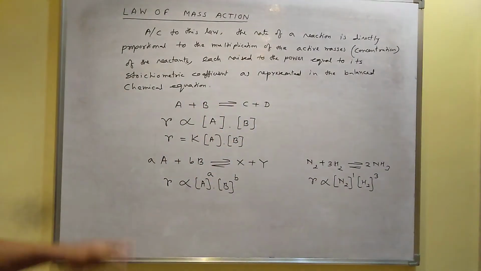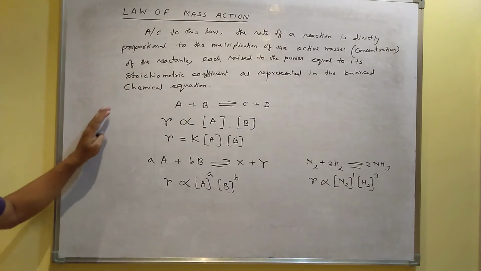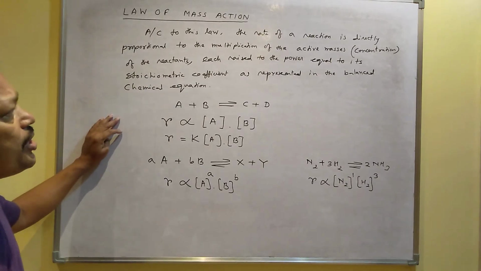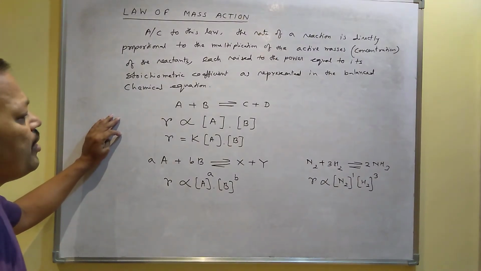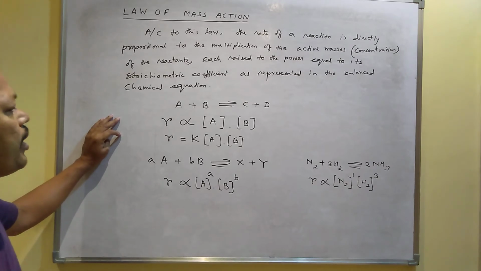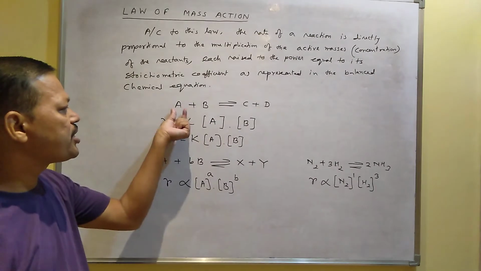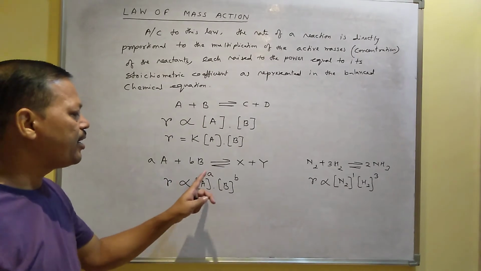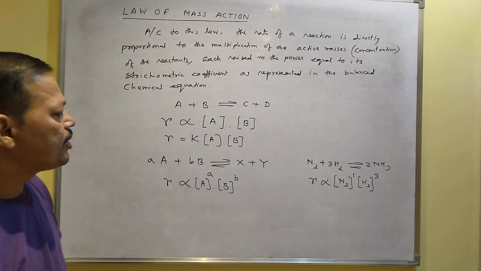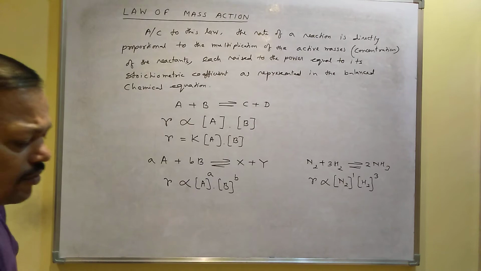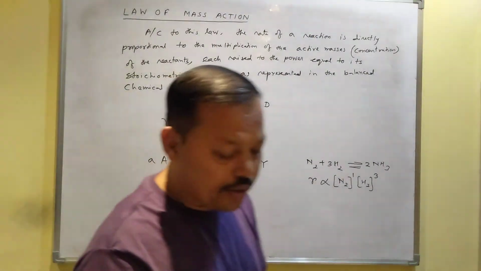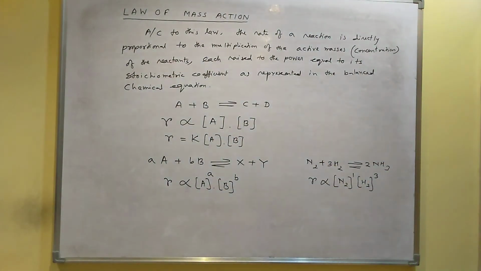So this is called the law of mass action. According to this law, the rate of a chemical reaction is directly proportional to the multiplication of the concentration of reactants raised to the power equal to its coefficient. So this law is called the law of mass action.